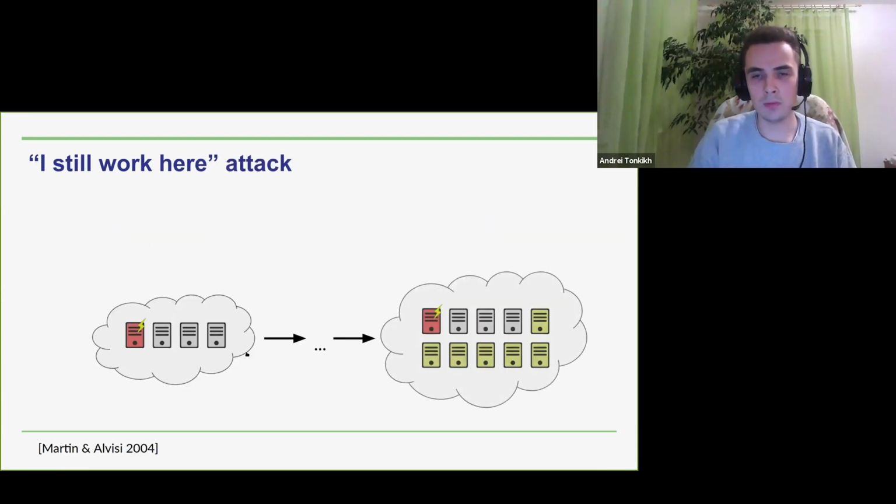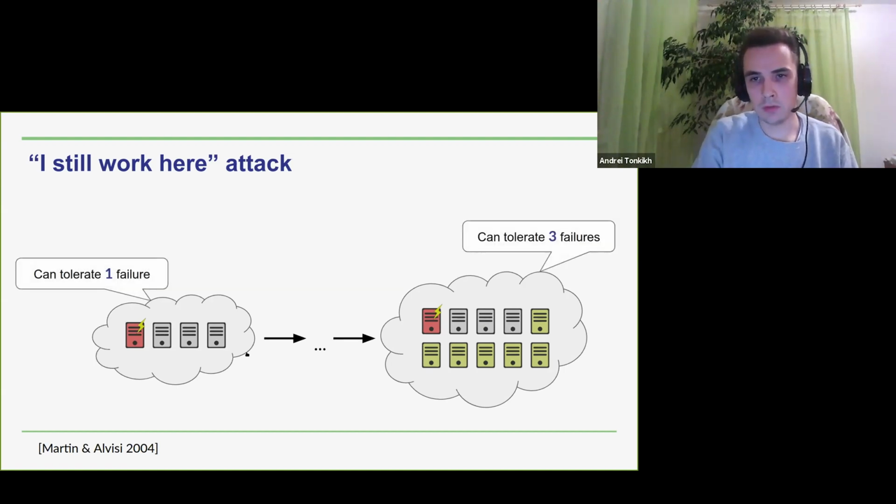One of the problems that we need to address is called the "I still work here" attack. Let us see how this attack works. One of the main reasons for adding new replicas to the system is to increase fault tolerance. However, this may lead to the situation when too many replicas in some old configuration become Byzantine. If some client tries to reach out to such a configuration, there will be no way to stop the Byzantine replicas from deceiving the client about the state of the system.